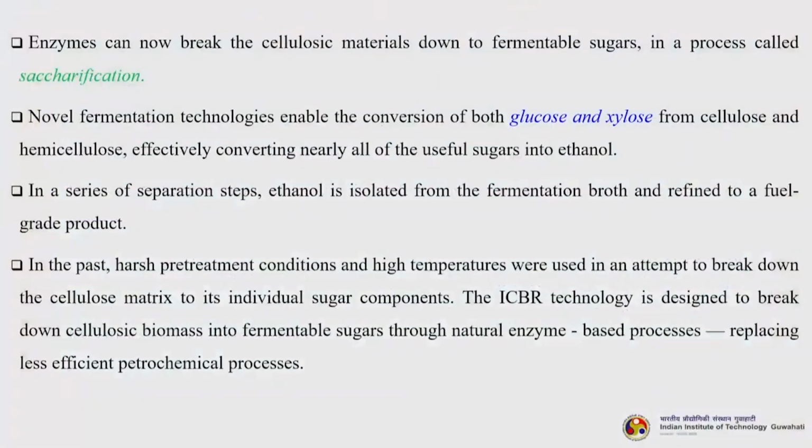So, enzymes can now break the cellulosic material down to fermentable sugars in a process called saccharification. Novel fermentation technologies enable the conversion of both glucose and xylose from cellulose and hemicellulose effectively, converting nearly all of the useful sugars into ethanol. In a series of separation steps, ethanol is isolated from the fermentation broth and refined to a fuel grade product, and it is a very energy intensive as well as costly process.